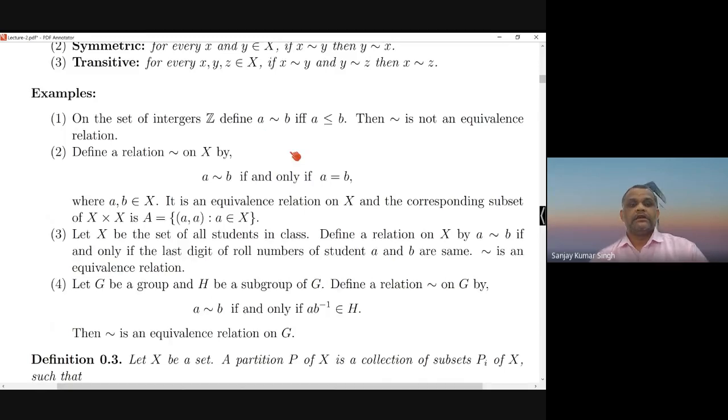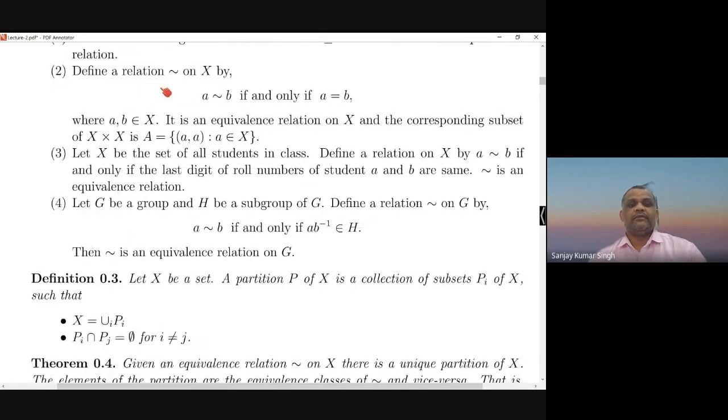For example, if you take the set of integers and define a relation: a is related to b if and only if a is less than or equal to b, then you can easily see that it is not an equivalence relation. Why? Because if I take 2 and 3, then of course 2 is less than or equal to 3, so 2 is related to 3, but 3 is not related to 2. Hence the symmetric property doesn't hold for this relation, and that's why it is not an equivalence relation.